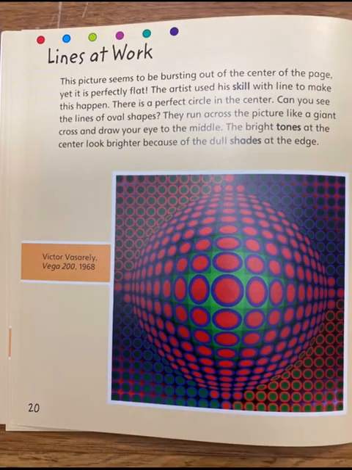Lines at Work. Ooh, this one is in the 7th grade textbook by Victor Vasarely, Vega 200, done in 1968. And this is op art, meaning optical illusion art, meaning if you were looking at it in a book or a better picture online, it would do the optical illusion thing. So it says this picture seems to be bursting out of the center of the page, yet it is perfectly flat. The artist used his skill with line to make this happen. There is a perfect circle in the center. And can you see the lines of the oval shapes?